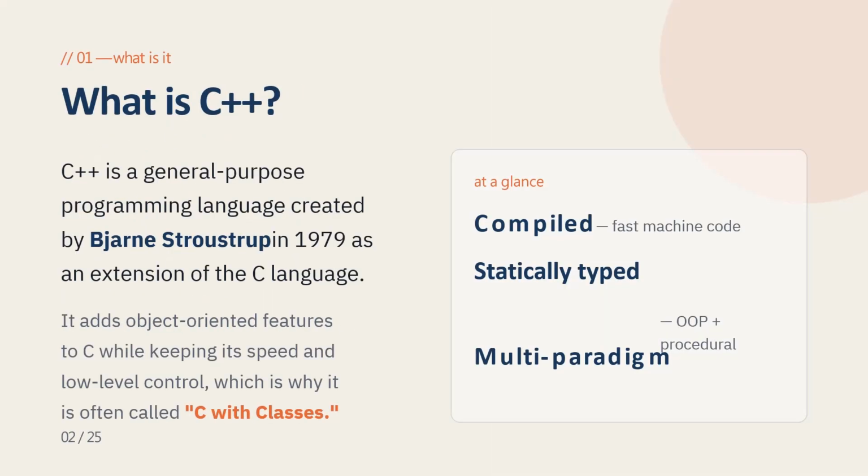So here we start with what is C++. C++ is a general purpose programming language. It is an extension of the C language. It combines the speed of C with powerful features of object-oriented programming. Today, C++ supports multiple programming styles including procedural, object-oriented and generic programming.